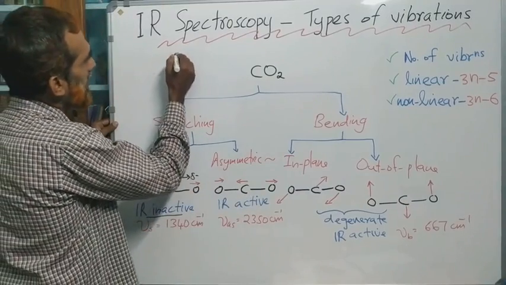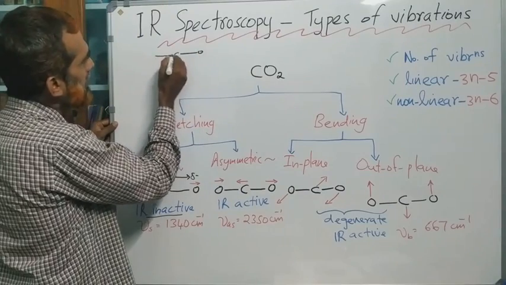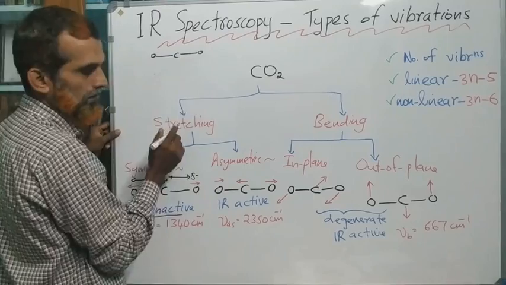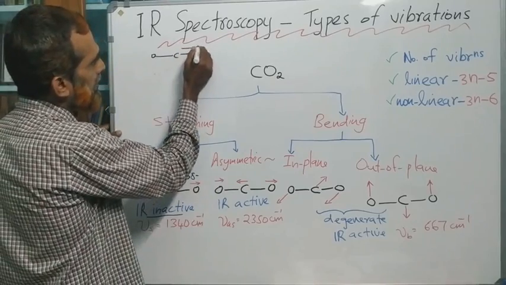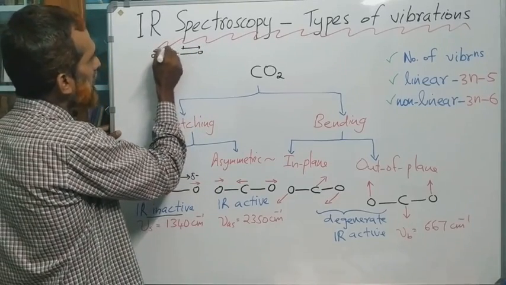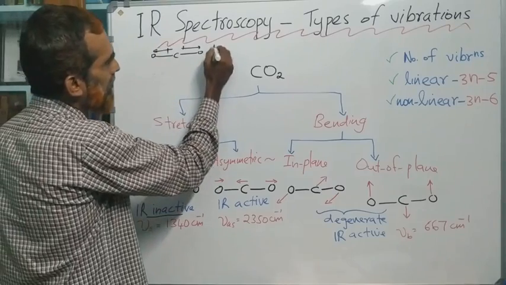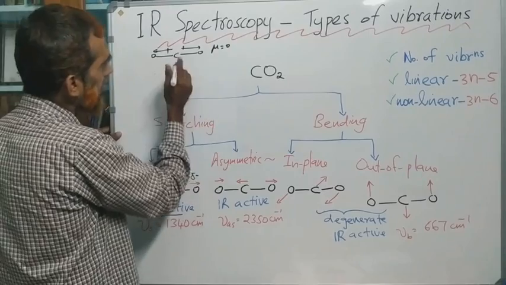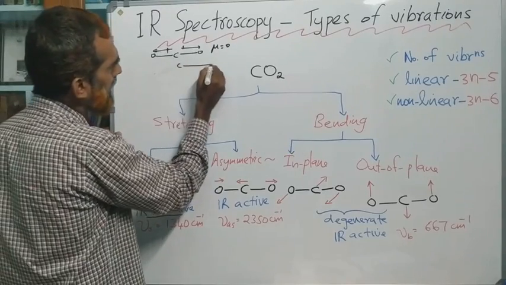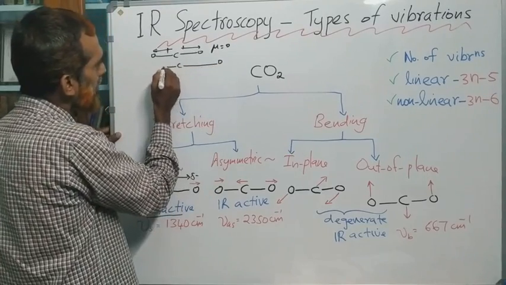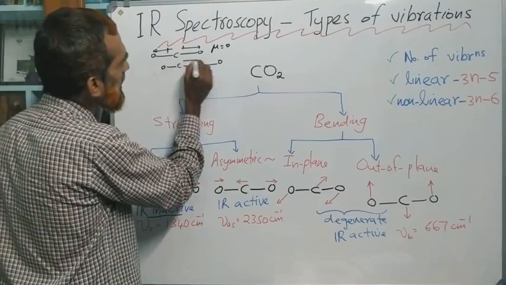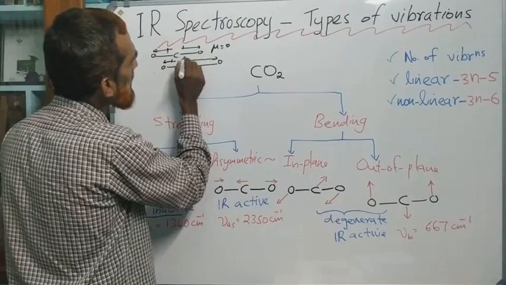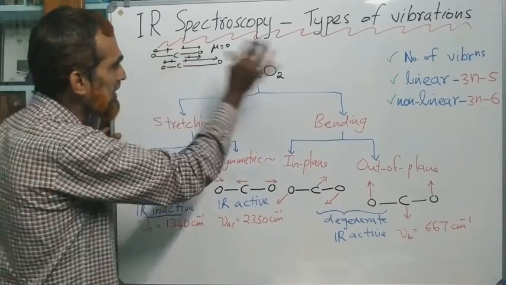You can easily understand. Suppose this is the first position, the equilibrium condition, bond length. Of course here mu is 0. There is no dipole moment. But if it goes asymmetric stretching, like this bond gets elongated, correct? And this is contracted. What happens? This vector is greater than this and there will be a resultant in this direction, correct? So there is a polarity.